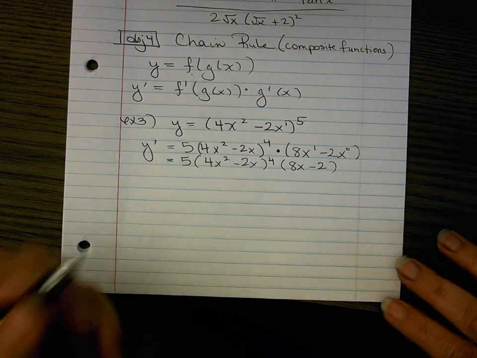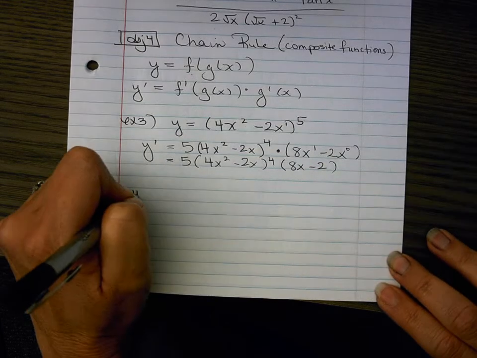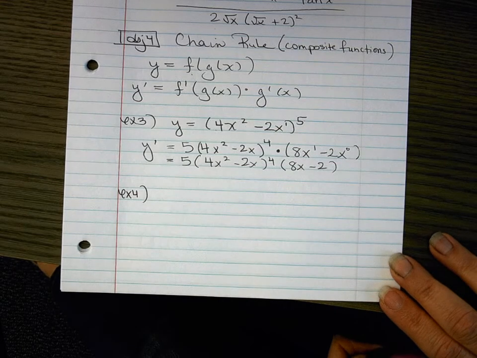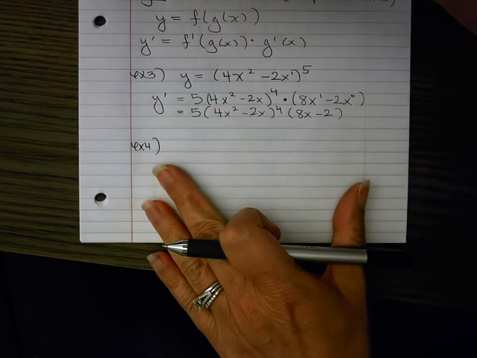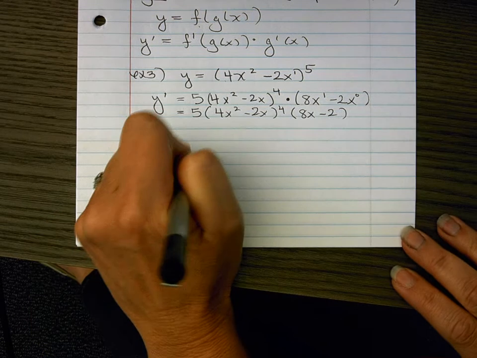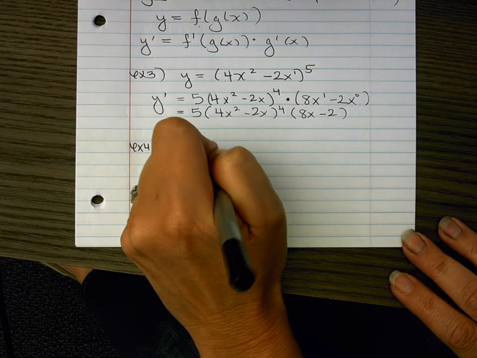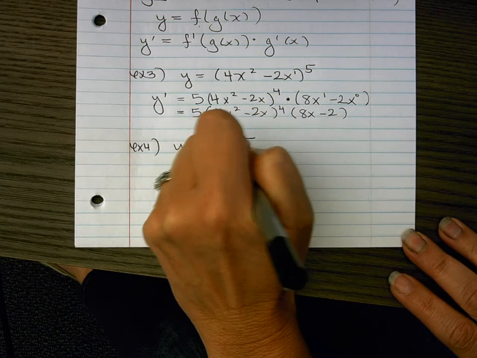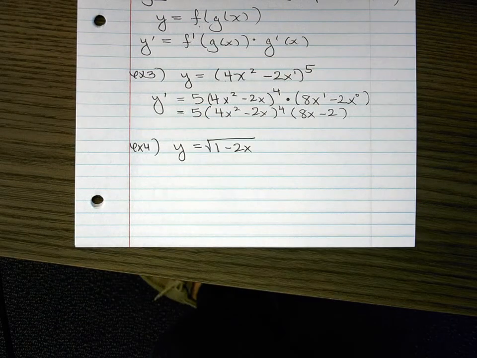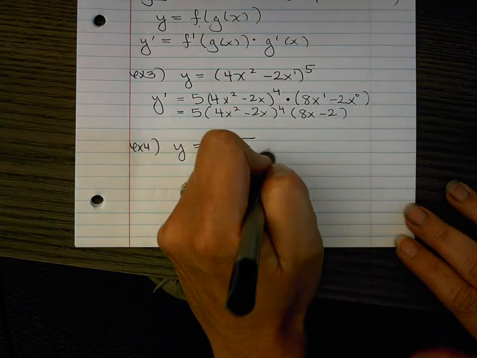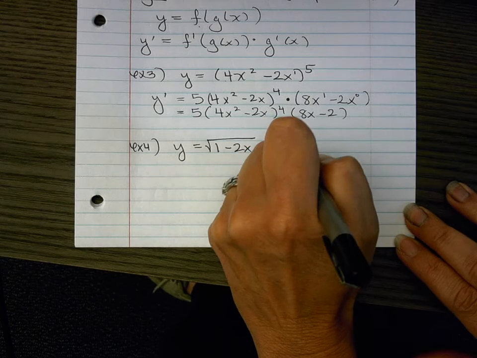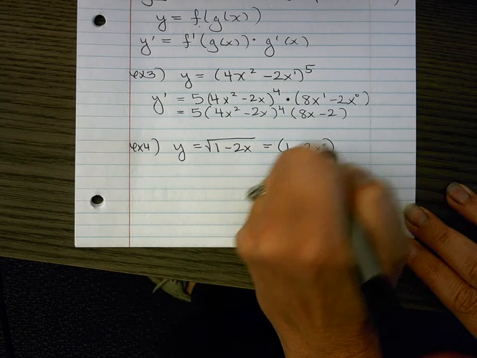All right, last one here. So example 4. So for this one here, we're going to have y equals the square root of 1 minus 2x. So I have to do a rewrite because we have to get it into power rule ready form. So that would be 1 minus 2x to the power of 1/2.